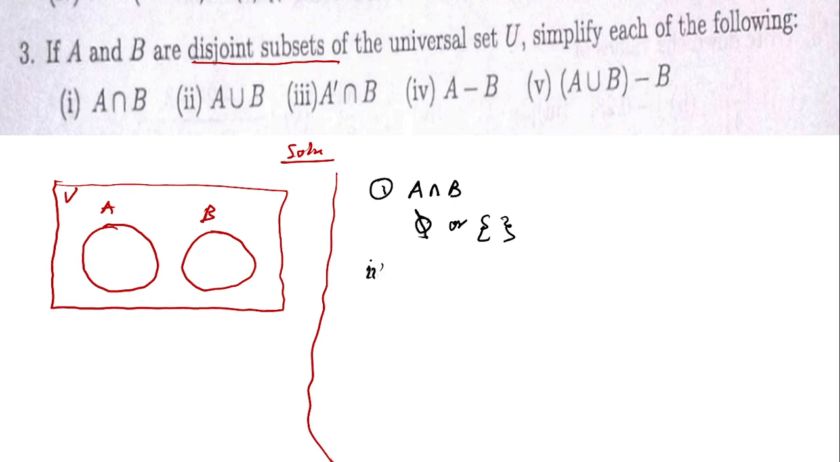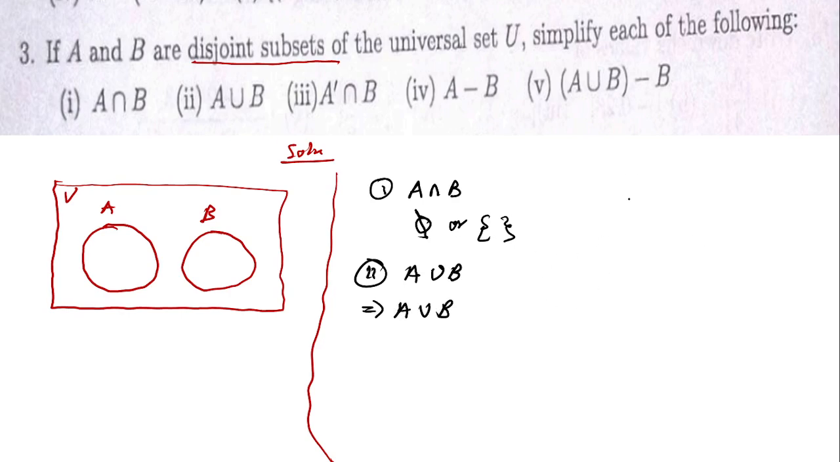Then the next one is A union B. If you look at A union B, it's just this particular region, you unite it with that particular region. So A union B will simply remain as A union B.